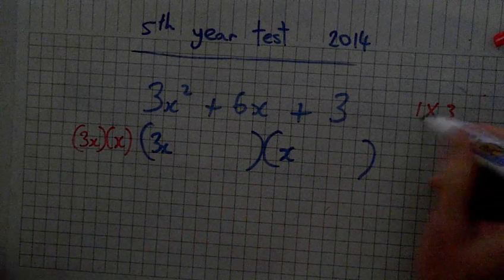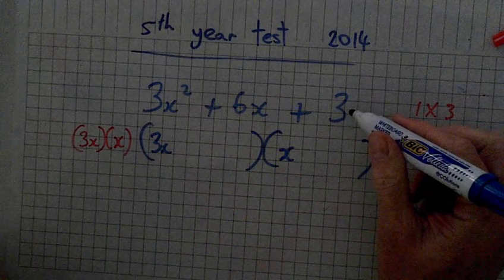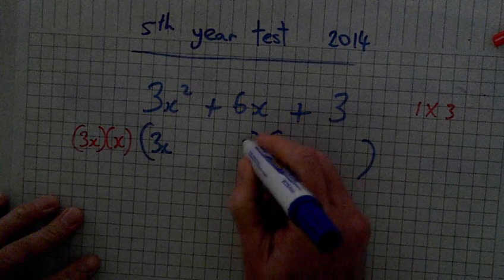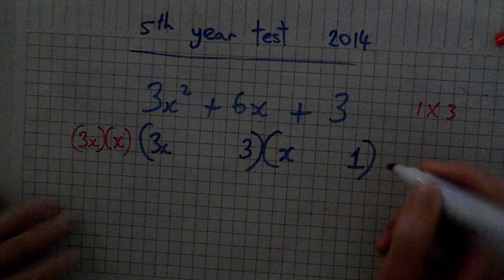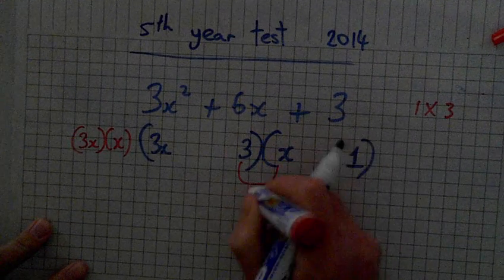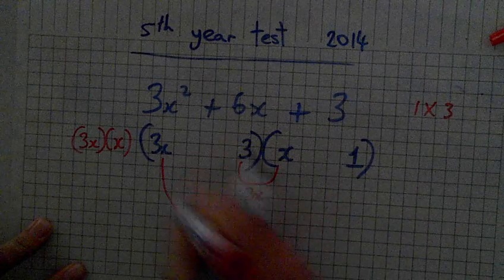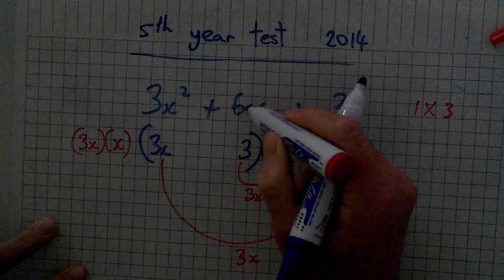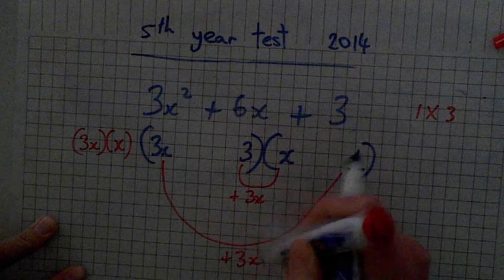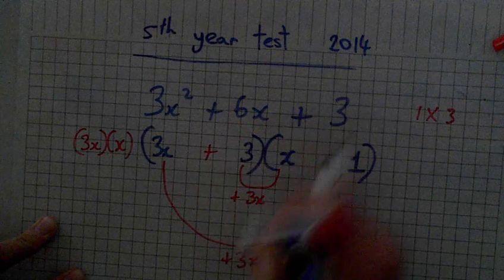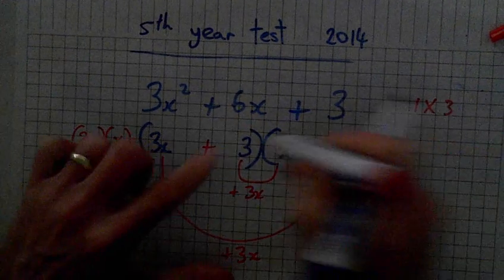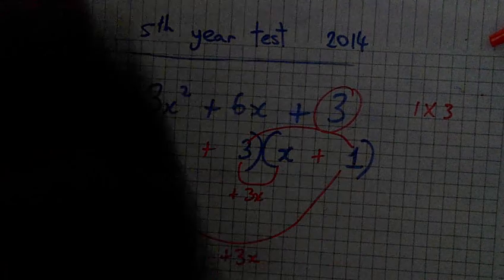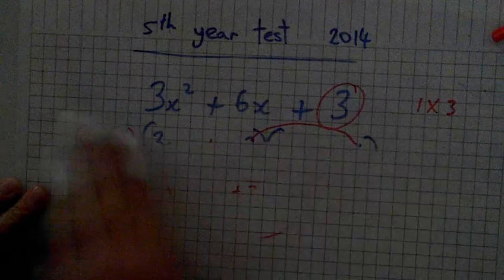Now we have to work with 3 and 1 because they are the only pair of factors of 3. We'll try putting 3 there and the 1 there. That's 3x, and that is 3x. 3x and 3x add up to give you 6x. This plus goes there, this plus goes there. The final test: 3 times 1, does that give me this 3? It does, so they're the correct factors.